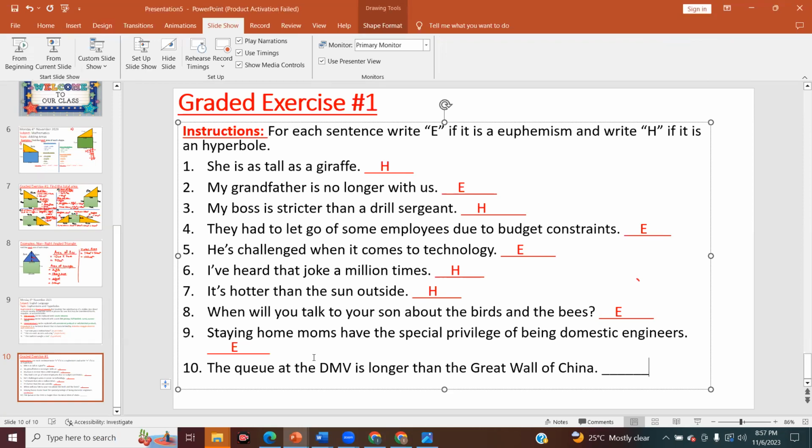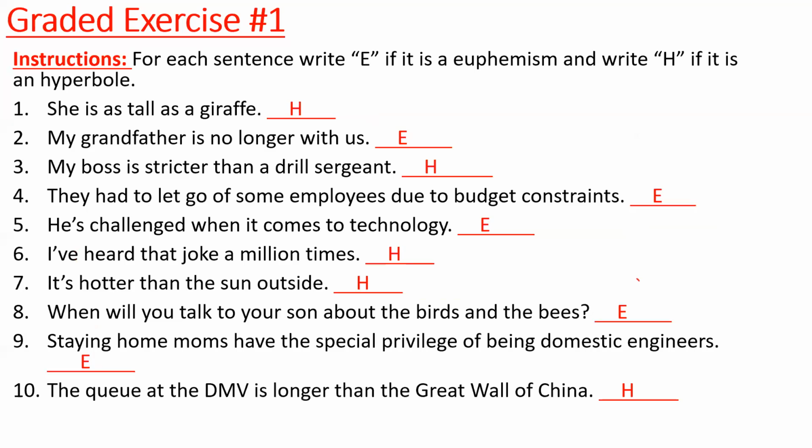All right. The queue at the DMV is longer than the Great Wall of China. That's H. What do we mean by the queue? A line. Very good. And what do we mean by the DMV? Department of Motor Vehicles. If you ever went to get your driver's license, or went with someone who was, you saw that long line. That's what you're talking about. The long line is longer than the Great Wall of China.